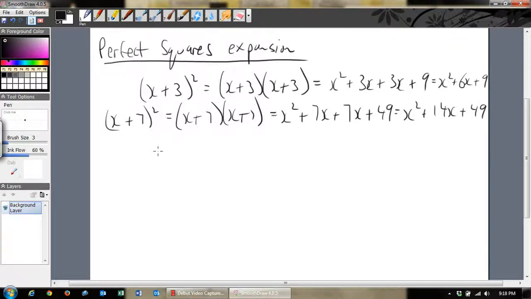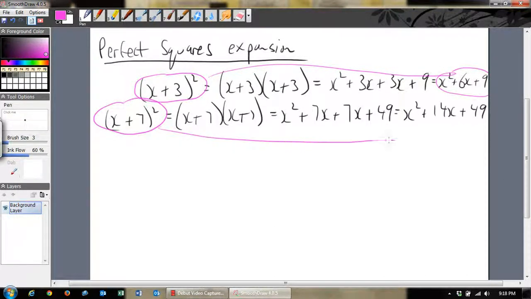Okay, let's just have a look at what is the connection between this and this. What's the connection between this and this? I wonder if you can see the difference. Okay, let's see what it is. In general, if you have x plus a and you square it, what you get is this. You get x squared out the front. Whatever the first term is, squared.